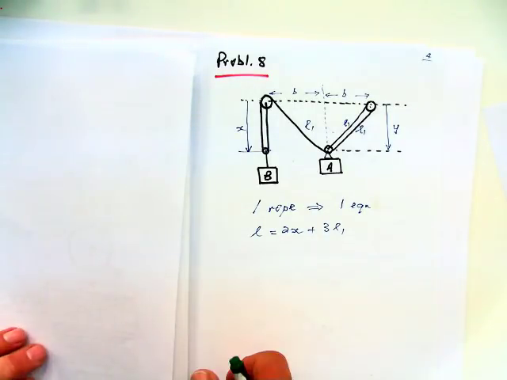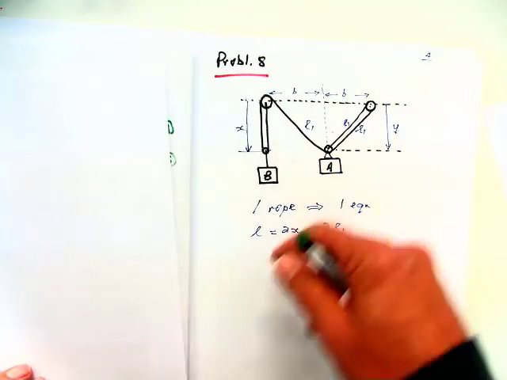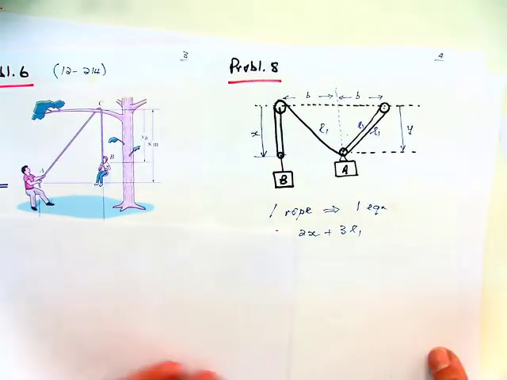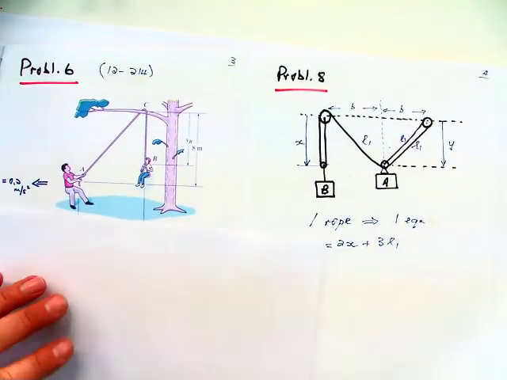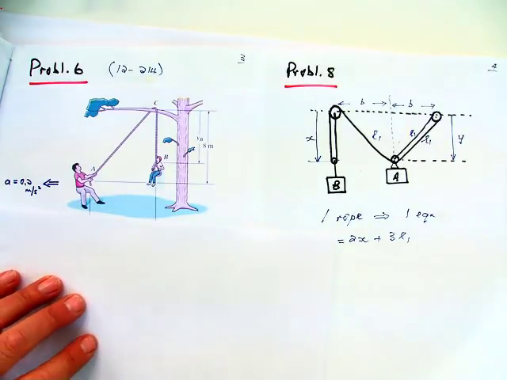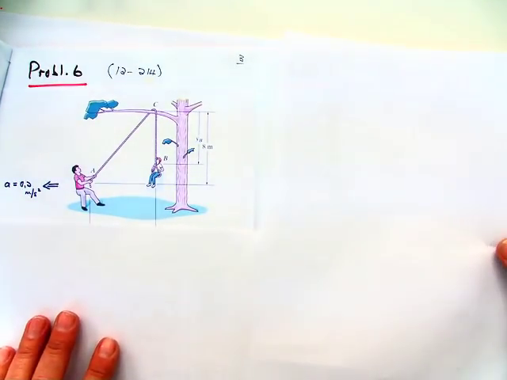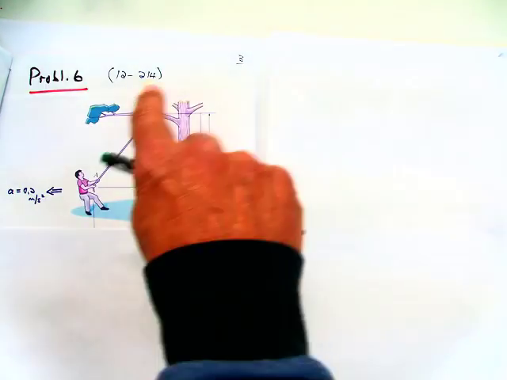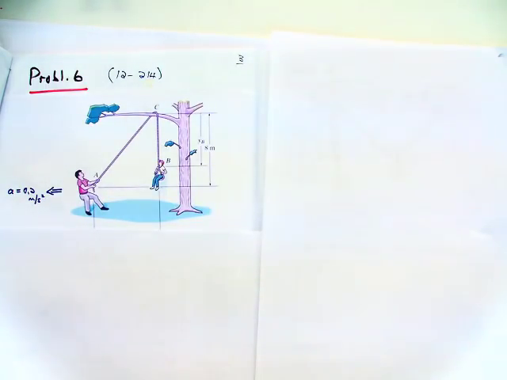Okay, then another problem where you have this thing at an angle is this one, which is a bit tricky. But let me just say 2 or 3 things about it. Once again, you have one rope. So one rope means one equation.